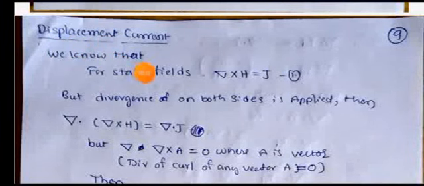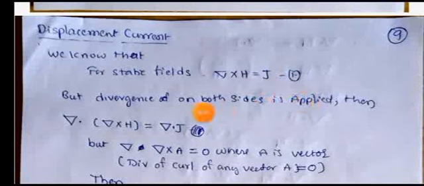So we know that for static fields, from Ampere's circuit law, del cross H is equal to J. Whenever current flows through a wire, a magnetic field is developed. So the relationship between the magnetic field strength and current density is del cross H is equal to J, from Ampere's circuit law.